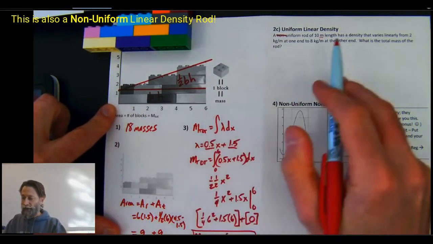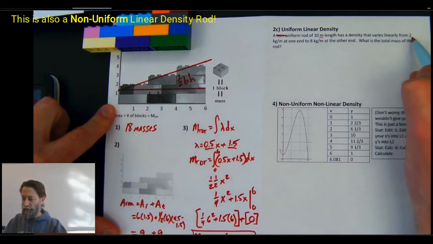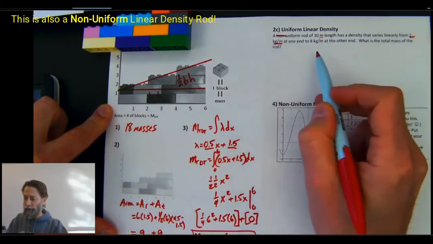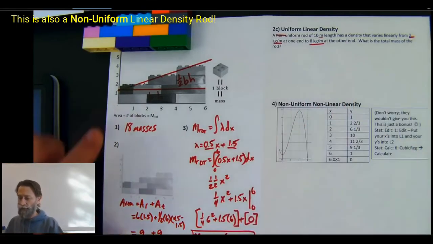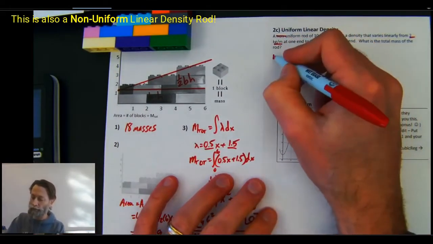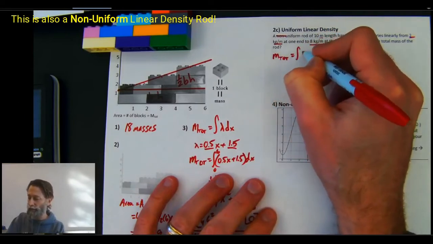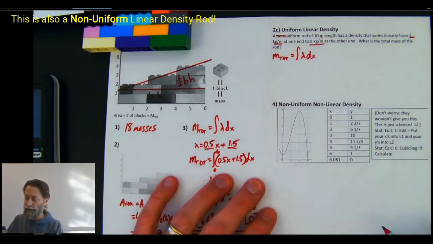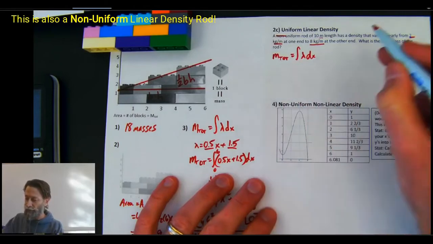has a density that varies linearly from 2 kilograms per meter at one end to 8 kilograms per meter at the other end. What is the total mass of the rod? So when I go to find the total mass, remember, I'm going to have to do the integral of the line density with respect to x. So the first thing I have to figure out is, what is that line density?